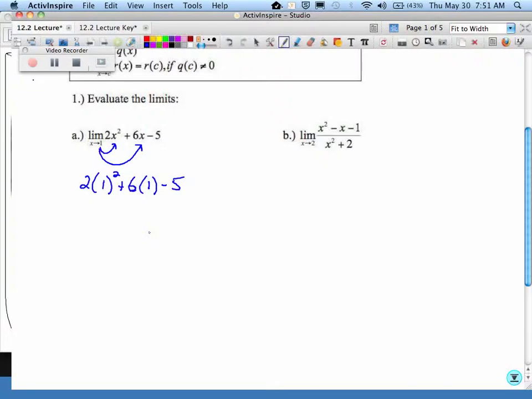So 1 squared is 1 times 2 is 2 plus 6 minus 5. 8 minus 5 is 3. So that will be your limit.